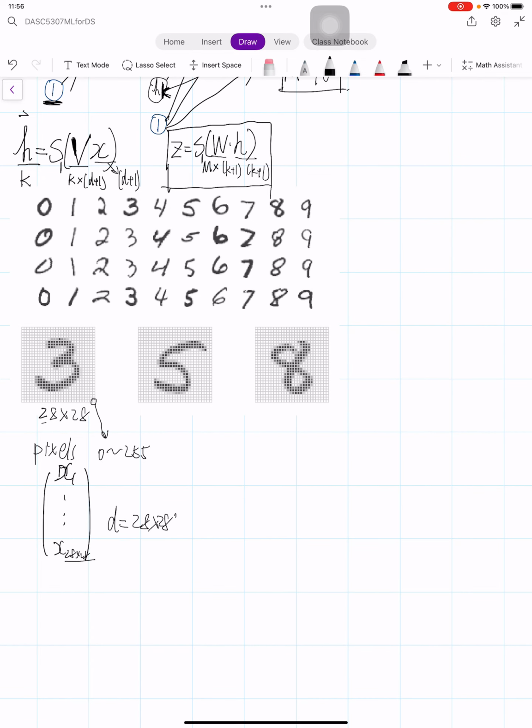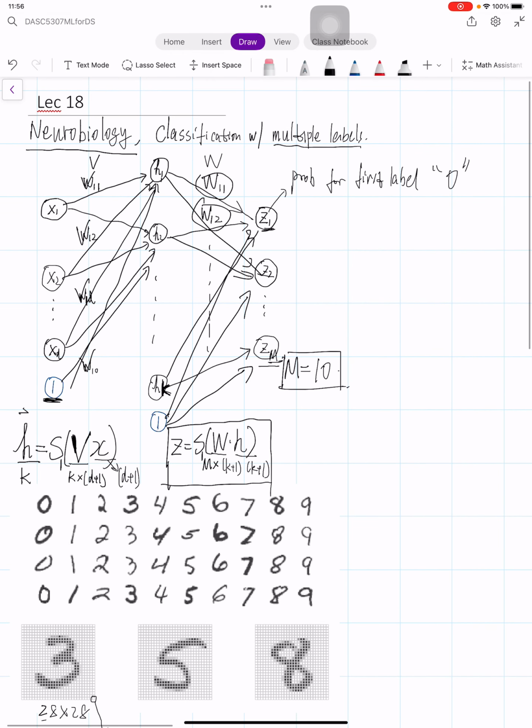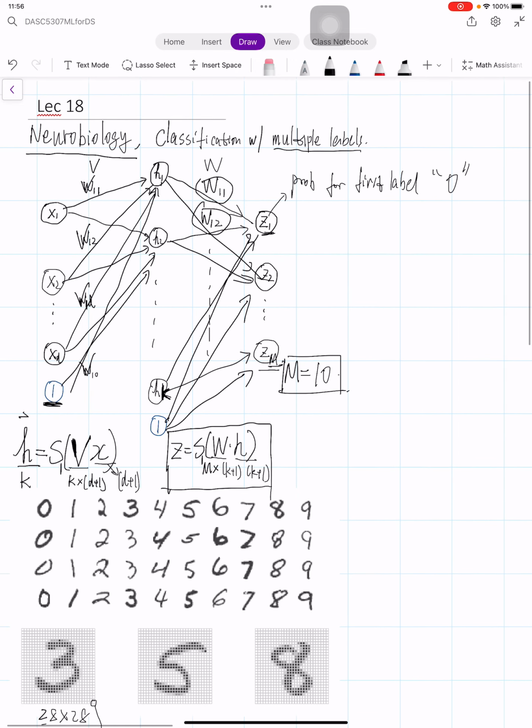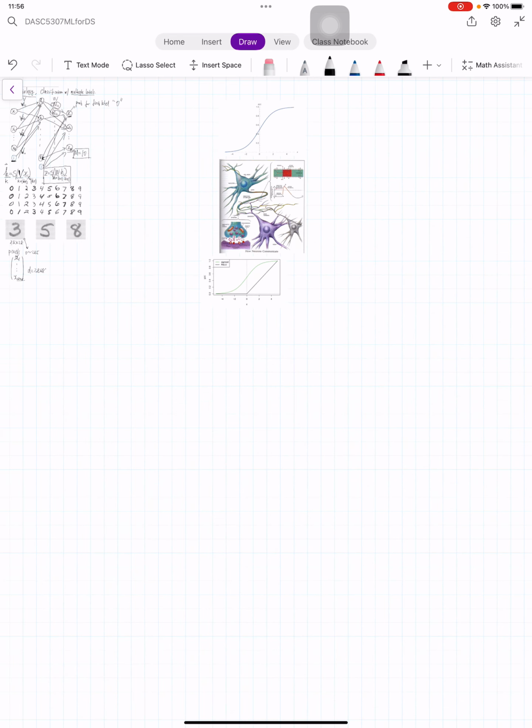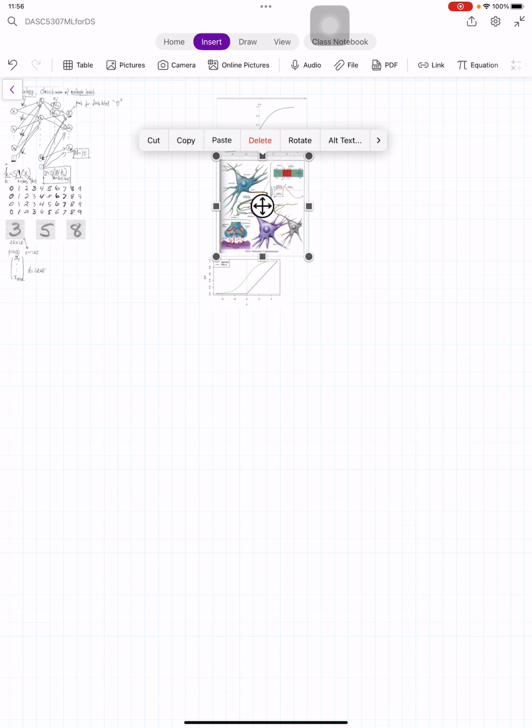Actually, before we go into details, I want to give you a little introduction. Where does this neural network idea come from? It actually comes from neurobiology. Let me give you some pictures of neurons.